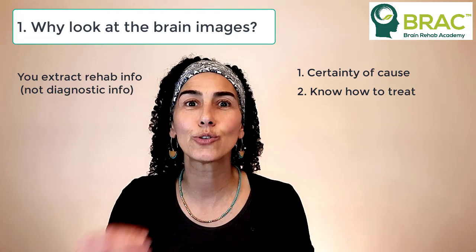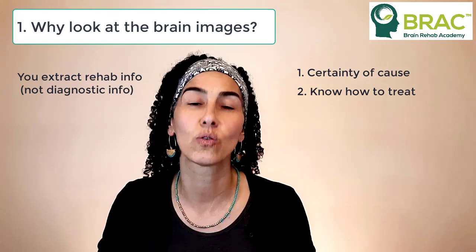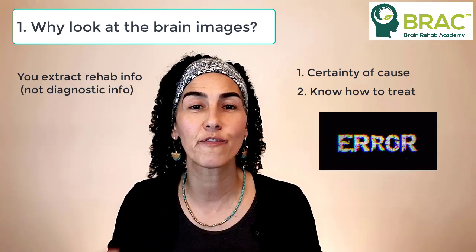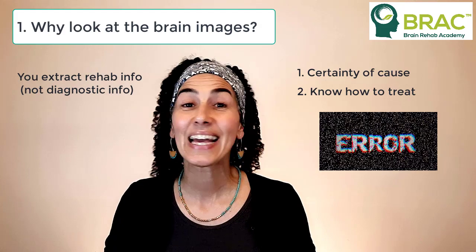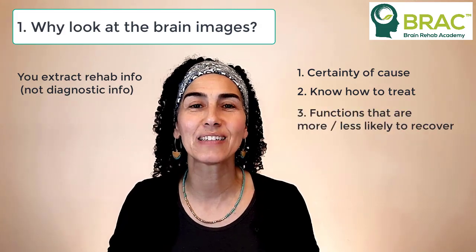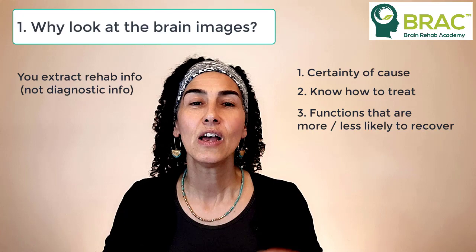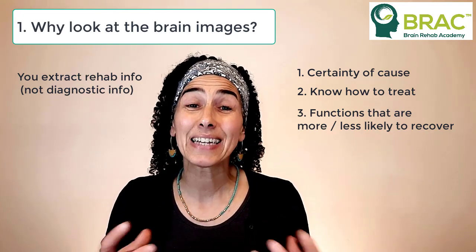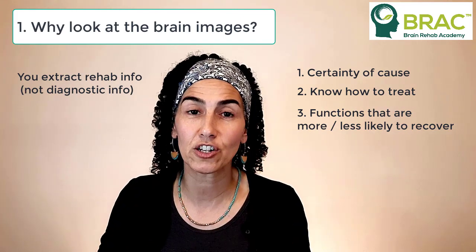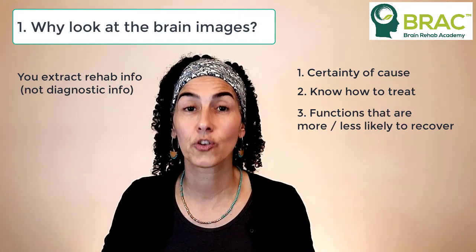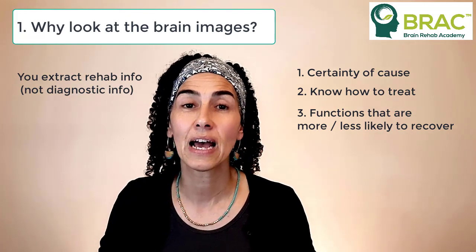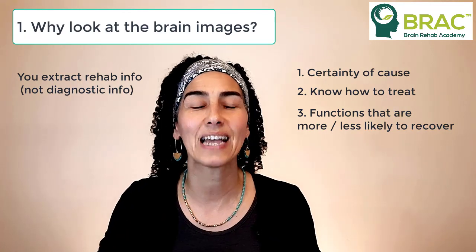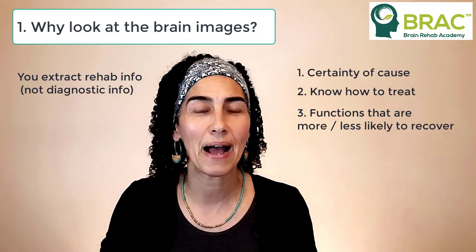You know how to treat the person because you understand what is the cause of the problem. And then you don't rely on trial and error and waste time figuring out what's working for this person. The third reason you need to look at the brain images is because it's going to help you sort out which functions are more or less likely to recover. And that's going to make a difference to which dysfunctions you're going to treat for recovery. So you're going to try and regain back the function, as opposed to dysfunctions that you're going to need to treat for compensation, i.e. they're unlikely to come back.